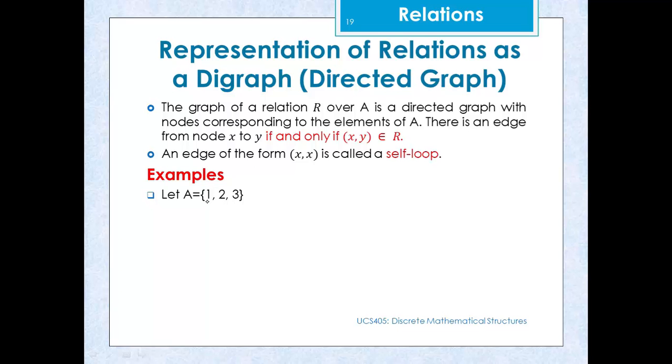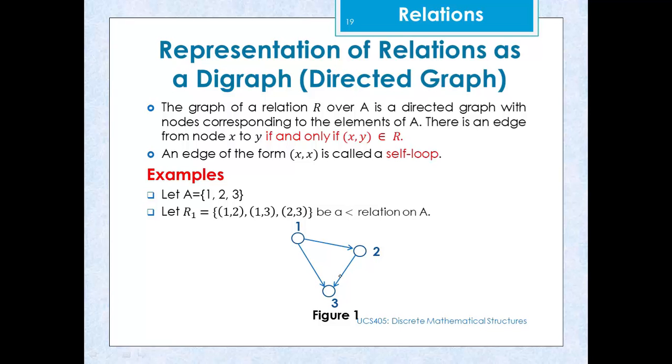If we have a set A and a relation R1 on this set A, and this relation R1 is defined as a less than relation, that is, the ordered pairs here are 1 comma 2, 1 comma 3 and 2 comma 3. So the graph of this relation can be represented in this way. Here you can say the ordered pairs are represented in the form of directed edges. There is an ordered pair 1 comma 2 here, so that's why there is an edge from 1 to 2. Similarly 1 comma 3, so an edge from 1 to 3, and 2 comma 3, an edge from 2 to 3.